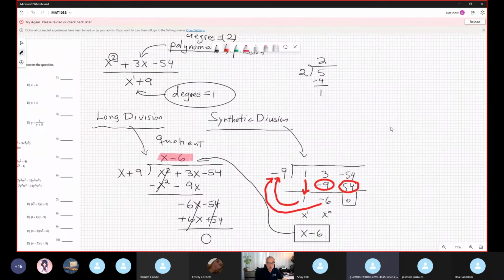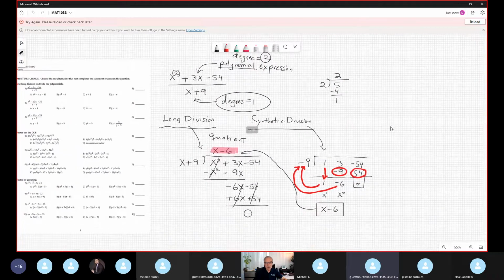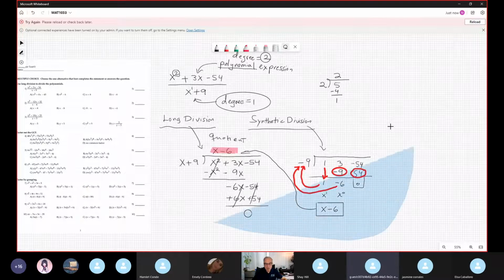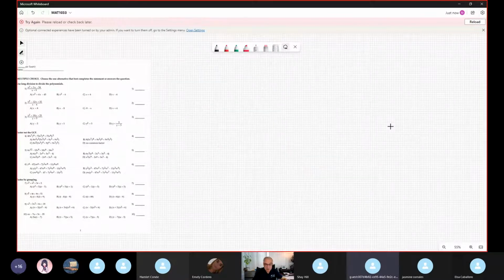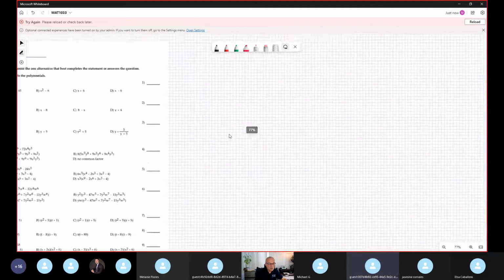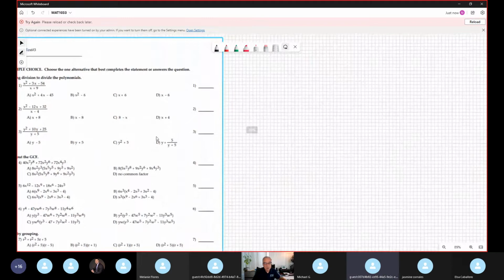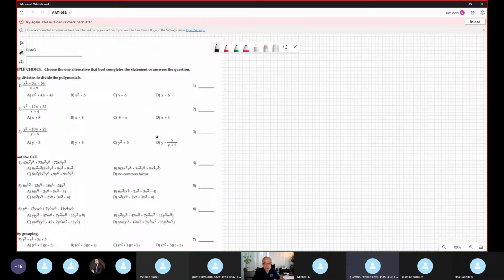Cool. Let's move on to another example. We have two more examples. Next example is x squared minus 12x plus 32 divided by x minus 4.